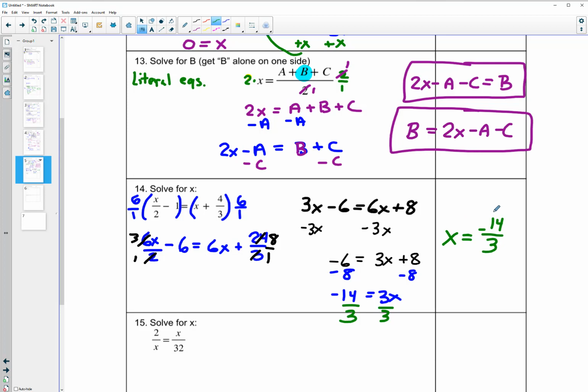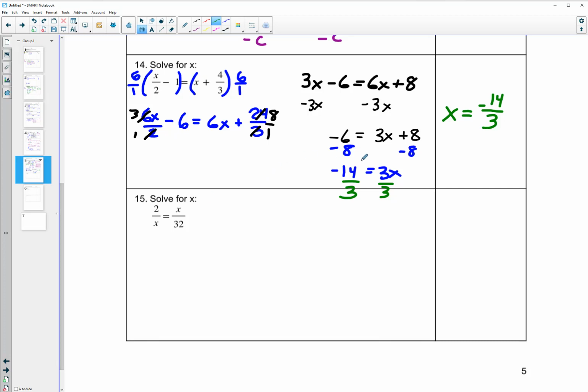So a good check would be to plug this back into the original problem here for these two x's, and you can do it, and it'll work, and you'll be able to check your answer. But when it's a fraction like this, it is kind of difficult to do, and I would recommend only doing that after you've checked all your other work. Okay, solve for x here.